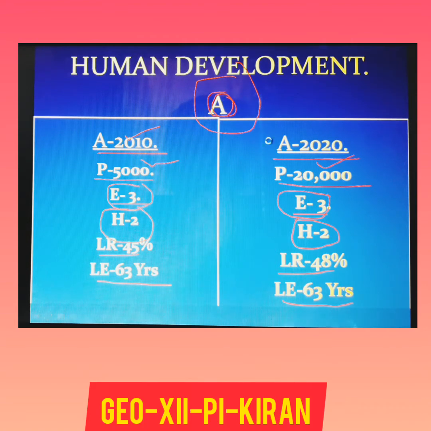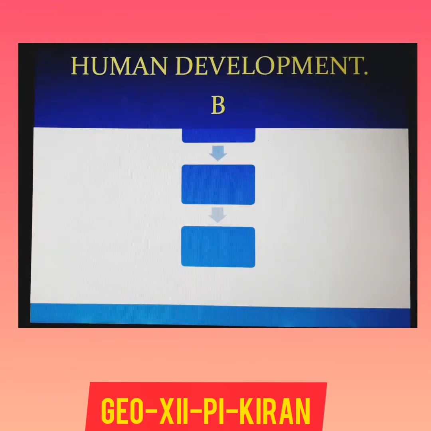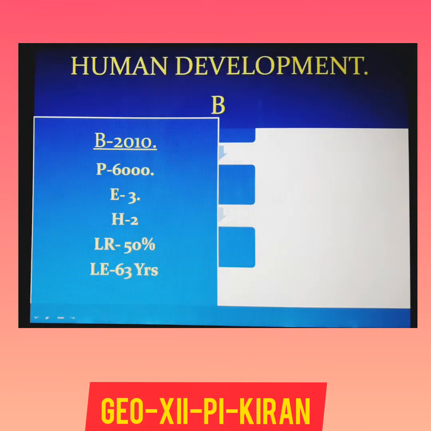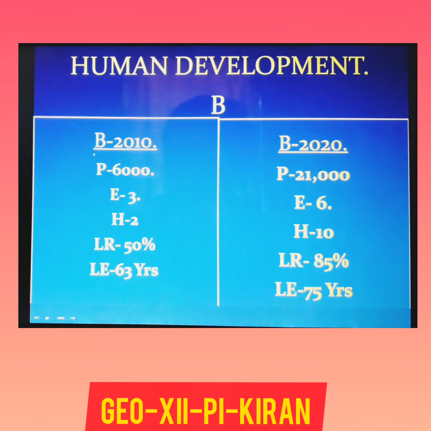Let us see in B. How is the human development taking place here? B in 2010, B in 2020. B has 6,000 population and here it increased to 21,000 population in 2020.